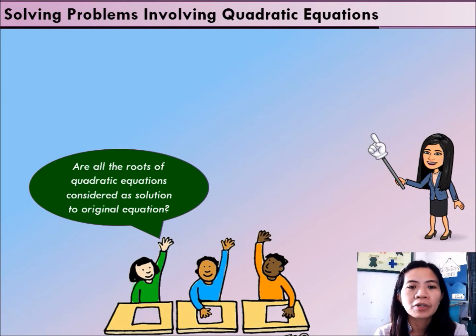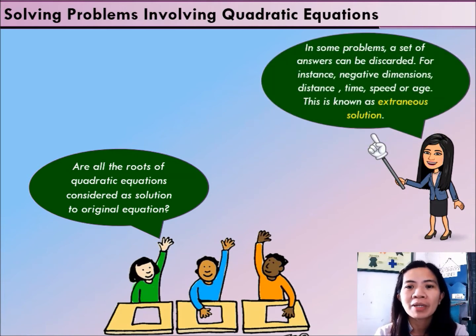Are all the roots of quadratic equations considered as solutions for the original equation? So sometimes we get negative answers, positive answers. So are they all the solution? In some problems, a set of answers can be discarded. For instance, negative dimensions, distance, time, speed, or age. This is known as extraneous solution. So meaning we don't have negative answers for dimensions, distance, time, speed, or age. Okay, we only get positive solutions.